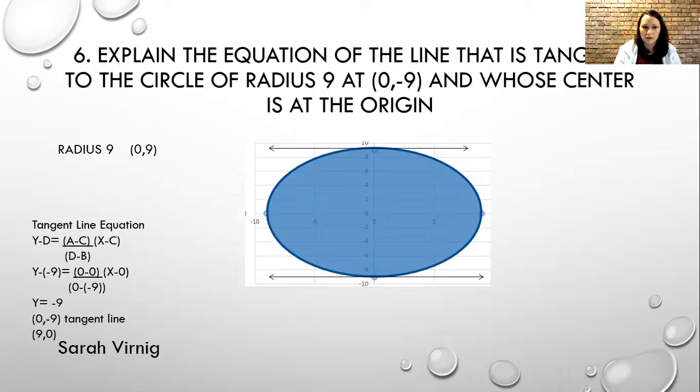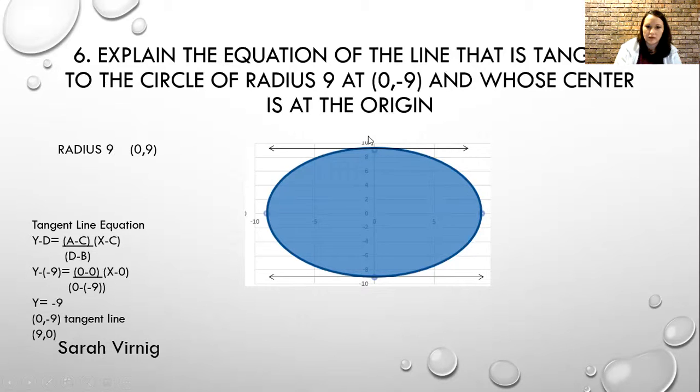And whenever we do, we're going to get y minus a negative 9 equals 0 minus 0, multiplied by x minus 0 divided by 0 minus a negative 9. And y is going to equal negative 9. So we know that that is where one of the tangent lines will be. It's at (0, -9). And remember, a tangent line is a line that touches the outer area of the circle only once. So it's not going to go through the middle of the circle or any other point through the circle. It's only going to stay on the outside of the circle.